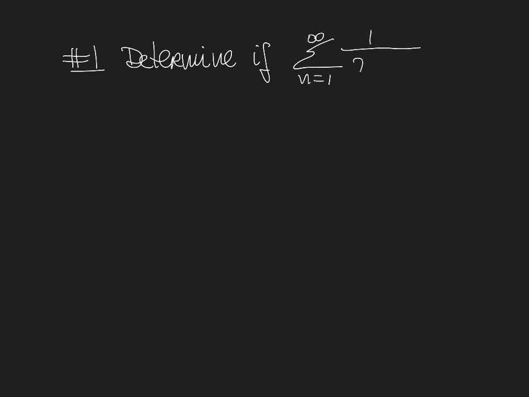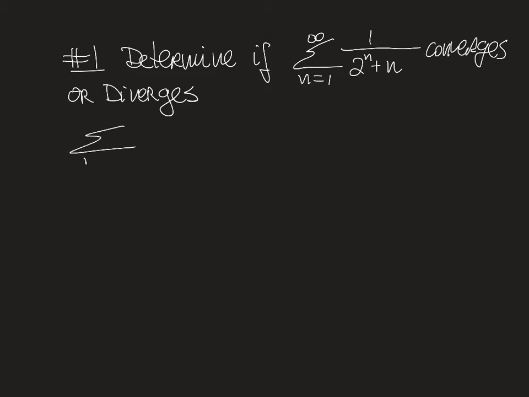So let's take a look at example number one. Determine if the summation from 1 to infinity of 1 divided by 2 to the n plus n converges or diverges. So first we'll illustrate the incorrect way to use the comparison test. In other words, this way will not work.